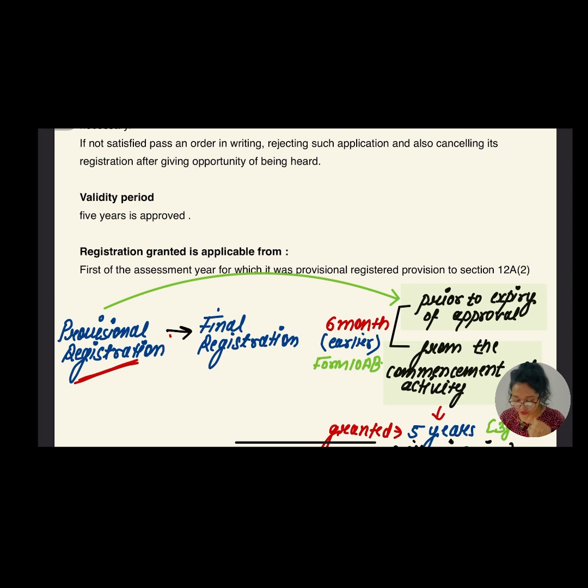For the provisional registration there are 2 conditions, and whichever is earlier among them applies. The first is prior to the expiry of approval. Which approval are they talking about? This provisional registration: 6 months prior to the expiry of approval, meaning 6 months before the expiry of that provisional registration. For example, the provisional registration was granted for how many years? 3 years, so remember what I told you, it is going to be granted for 3 years.